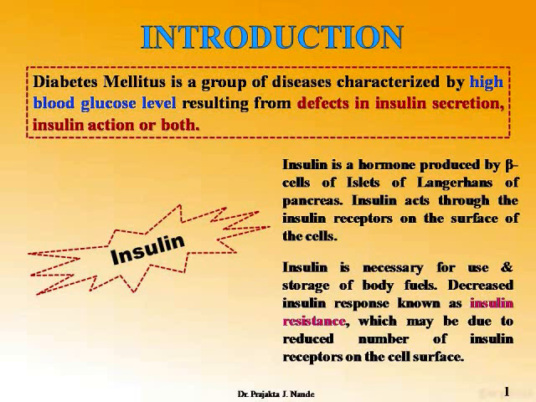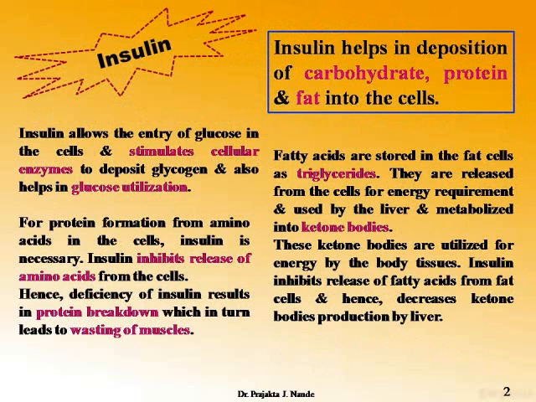Decreased insulin response is known as insulin resistance, and it is due to a reduction in the number of insulin receptors on the cell surface. As I spoke earlier, insulin helps in deposition of three energy giving nutrients, that is carbohydrate, protein, and fat, into the body cells. Now let us see the role of insulin in these three macronutrients.